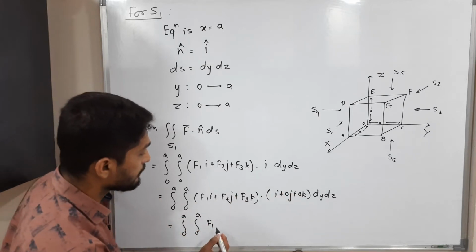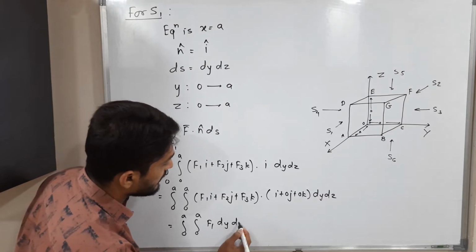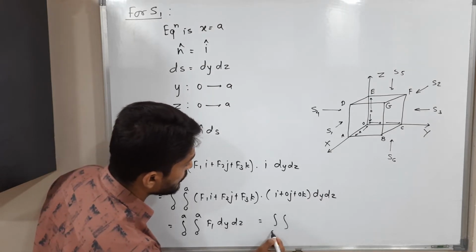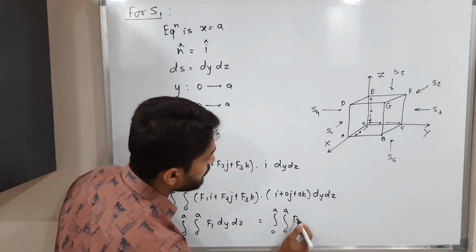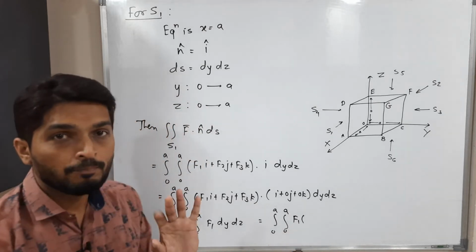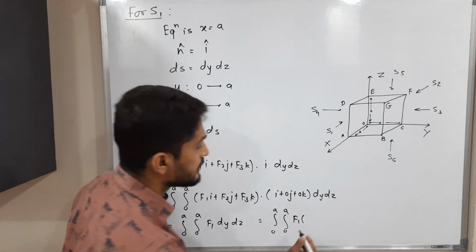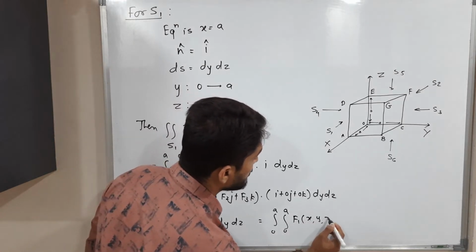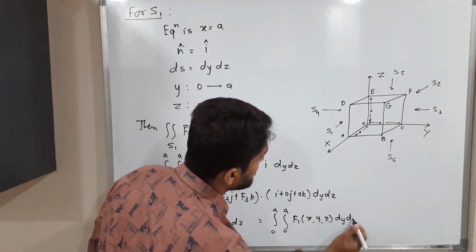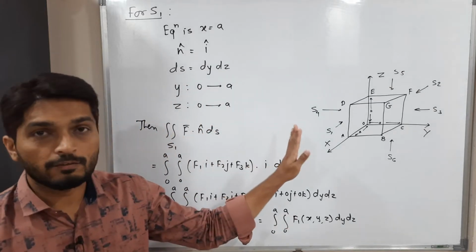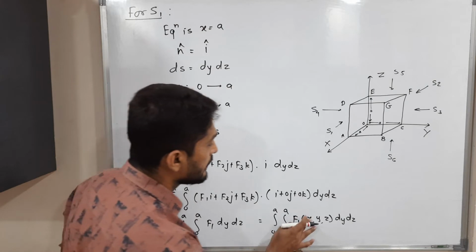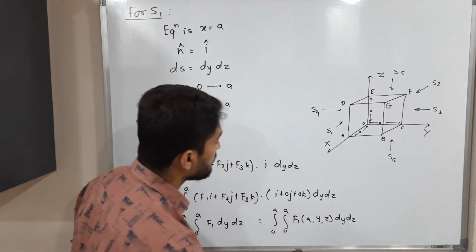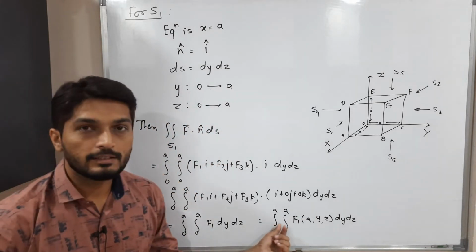So that's why we have simply f1 dy dz. So this is equal to the integration from 0 to a, 0 to a of f1. f1 is a function of three variables x, y and z, so I should write f1(x, y, z) dy dz. But you know that for this surface S1, x is fixed and its value is a. So I should write a here. So this is the value of the first surface integral.